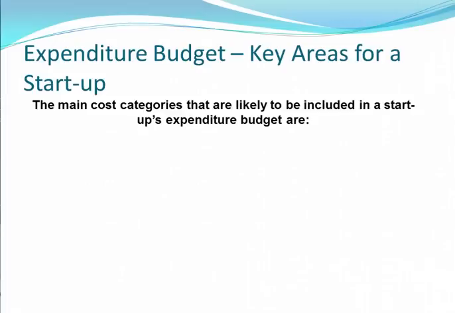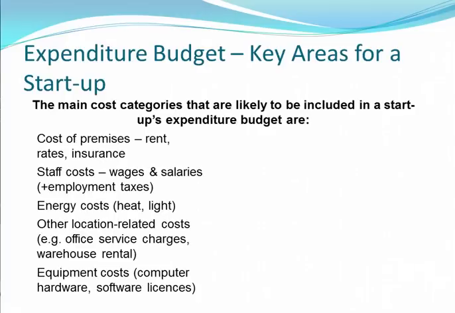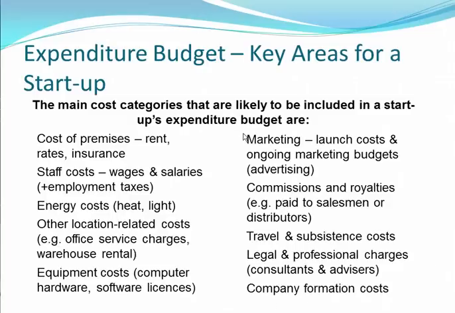Key areas for a startup in the expenditure budget. These are the main categories of costs that are likely to be included in a startup business's expenditure budget. So, cost of premises: rent, rates and insurance; any staff costs you might have; heat, lighting, other energy; other location related costs, i.e. office service charges or warehouse rental; any equipment costs, computers, software licenses, things like that. You'll have to spend money on marketing, both for your launch and ongoing marketing, advertising and promotions.